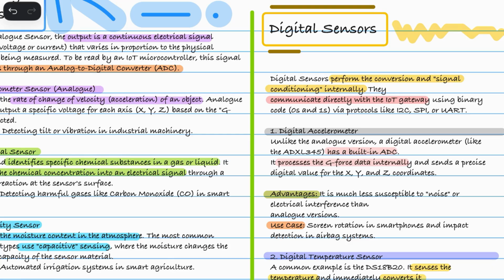And because they speak this smooth binary language, that is 0 or 1, they don't send the varying voltage down the wire. Instead, they transmit the actual data packets directly to the IoT gateway or microcontroller using standard digital communication like I2C, which is the inter-integrated circuit, or SPI, which is serial peripheral interface, or UART, which is universal asynchronous receiver transmitter. It's like sending a precise text message instead of just sending fluctuating radio signals.